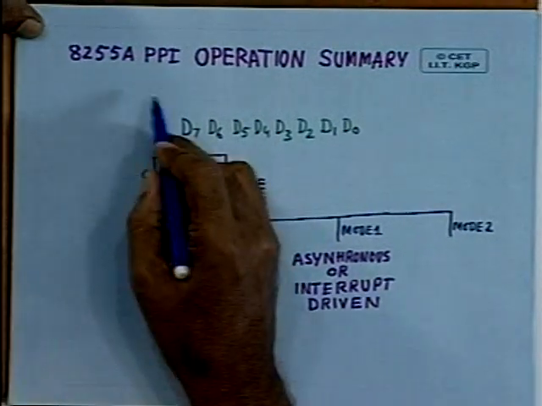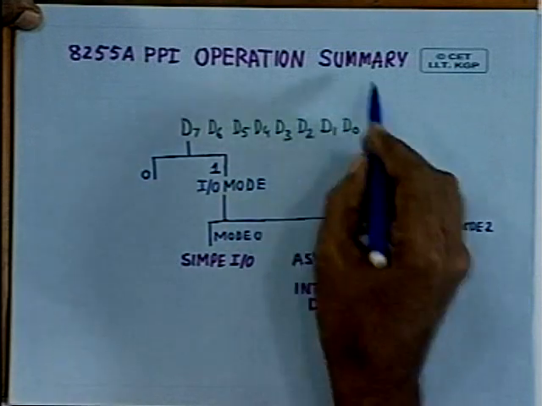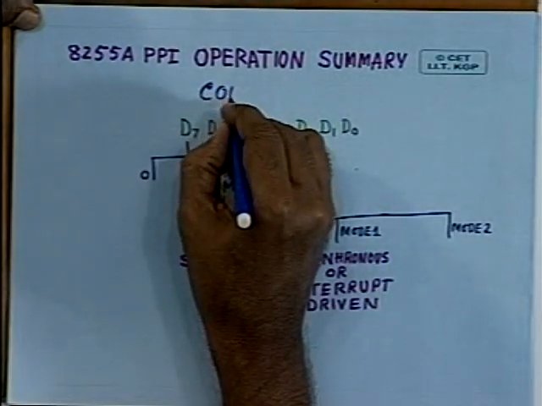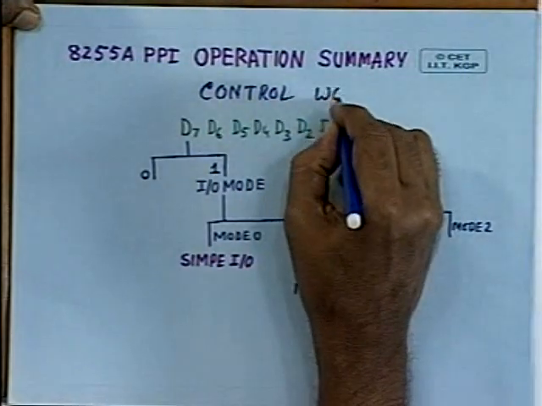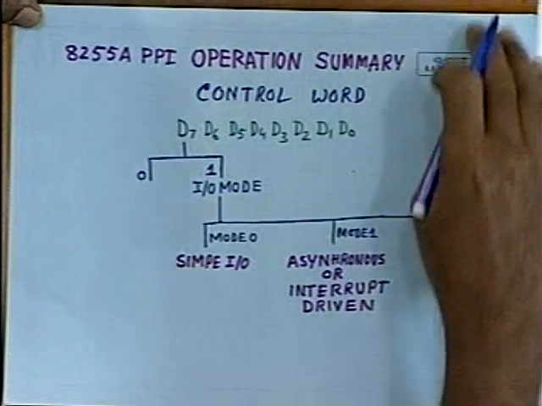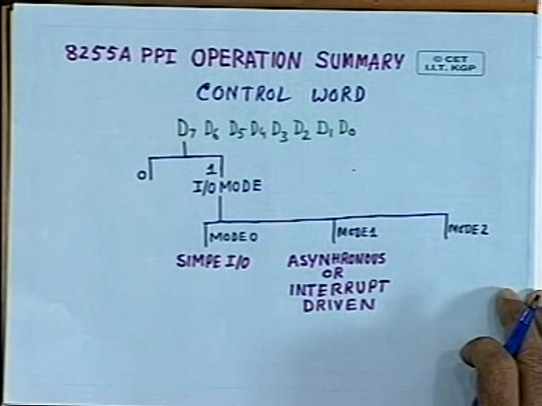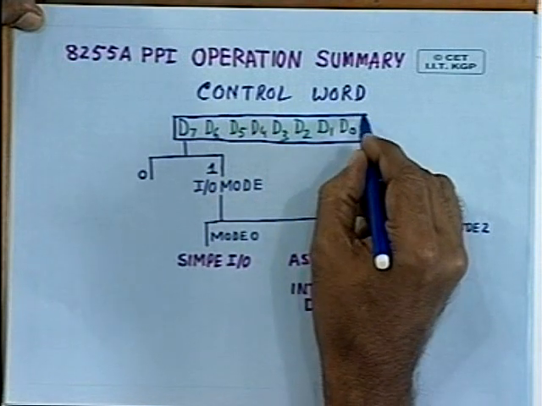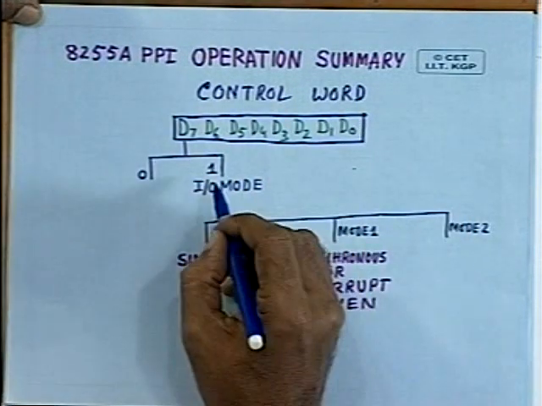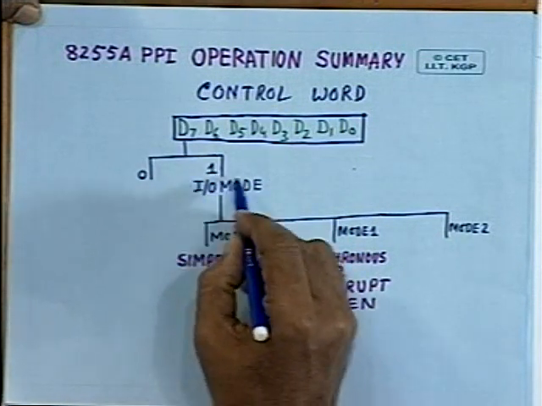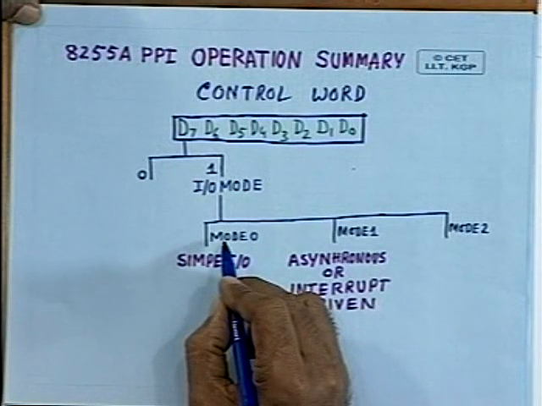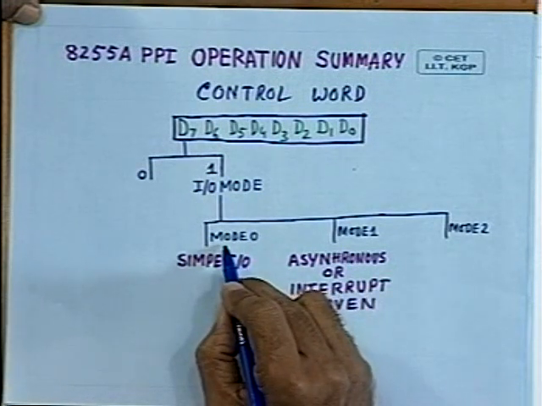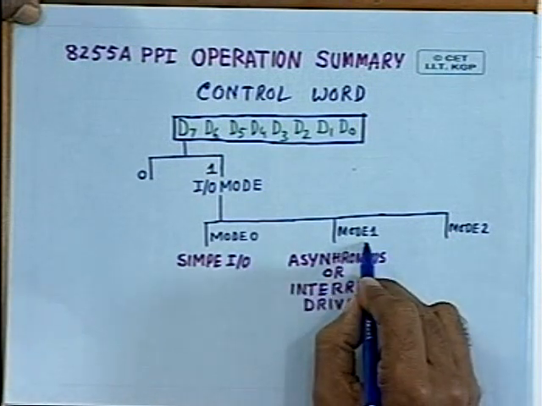Let me start with the operation of the 8255, and let us summarize the various functions it can do. We can discuss it based on the control word, because the control word is used to program the device to operate in different modes, as input port, output port, and different modes. So these are the bit values which have to be loaded into the control word of the 8255A. Whenever this most significant bit is set to 1, you can set the I/O mode. And as you know, the three different ports which are available, port A, port B, and port C, can be configured in mode 0, mode 1, and mode 2.